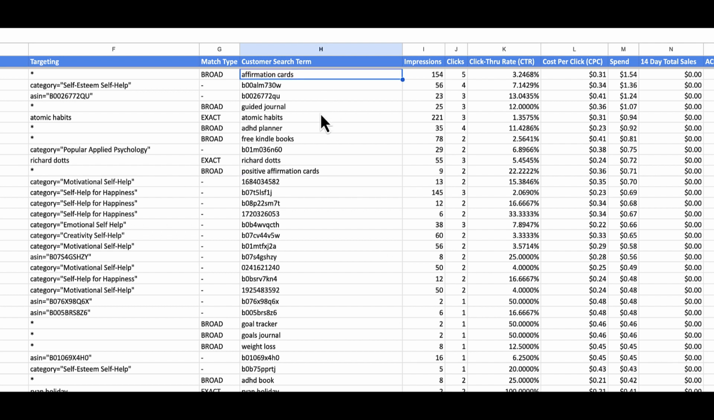People type that in. However, I think the bigger takeaway here from this information is, gee, maybe I should write books with affirmation cards. Maybe I should write an ADHD planner or even a planner or positive affirmation cards, right? I mean, this got 9 impressions, not so much.